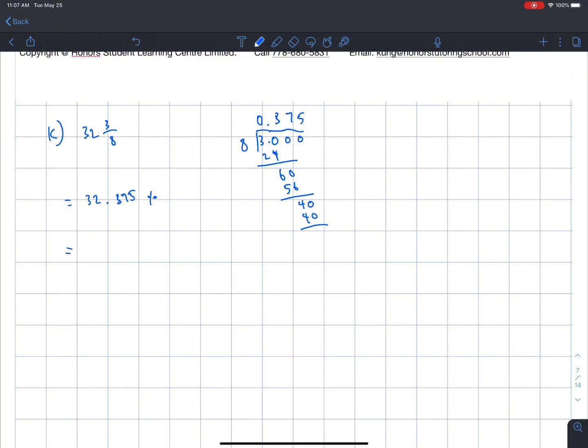We can move the decimal places 2 to the left, 1, 2, and extra 0. But then it's 0.32375. L, 100/3%.